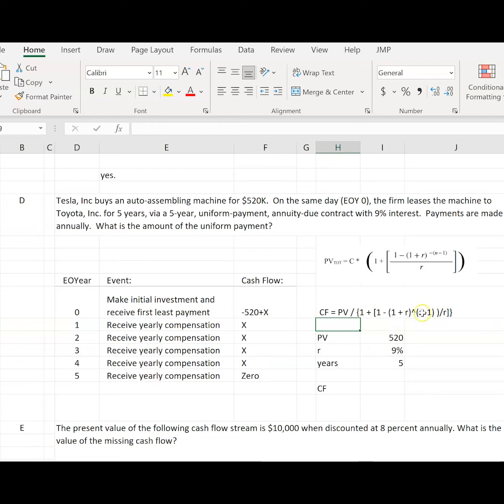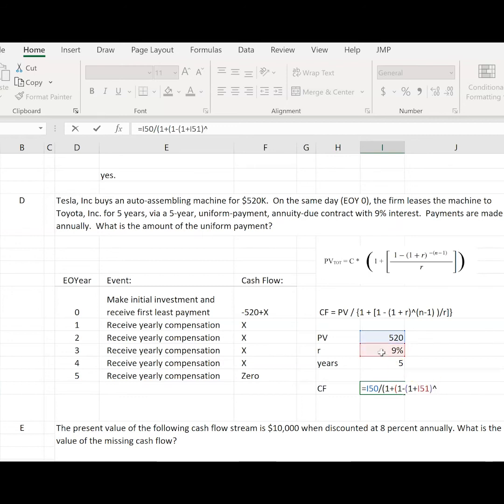Hopefully it makes sense. It really is just present value divided by this entire quantity. All right, and we have everything we need, so we'll go ahead and solve this problem. Our cash flow is equal to our present value divided by 1 plus 1 minus (1 plus r) to the negative n minus 1, divided by r. So yeah, there are a lot of parentheses, there are a lot of ones. So hopefully you're able to understand where everything's coming from here.